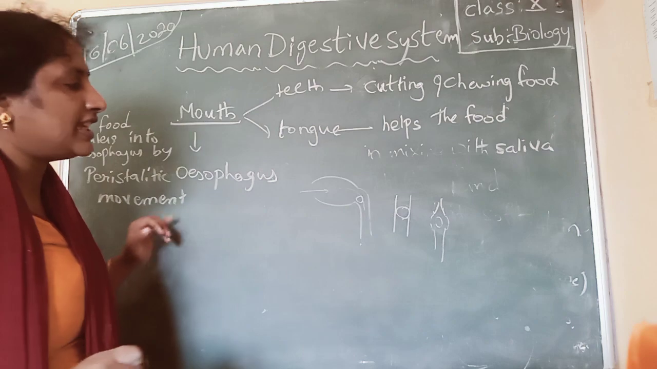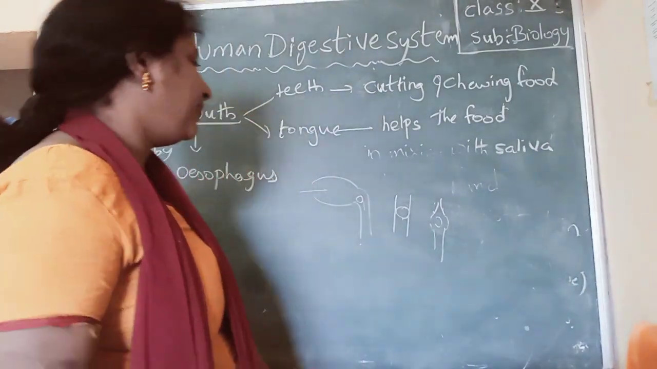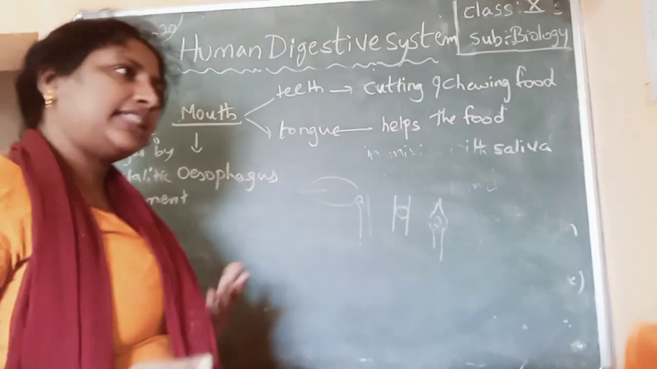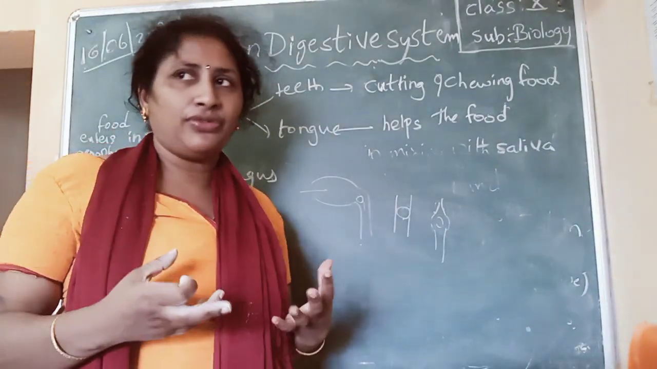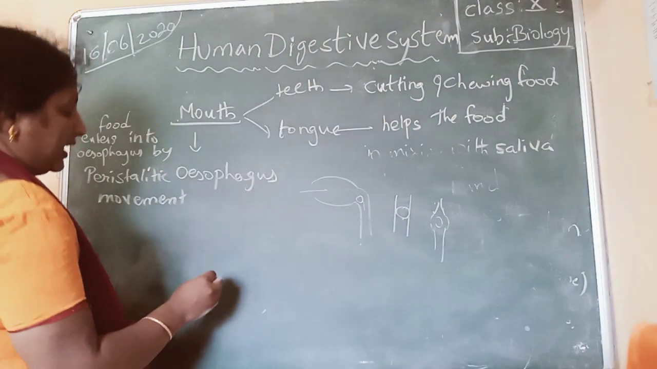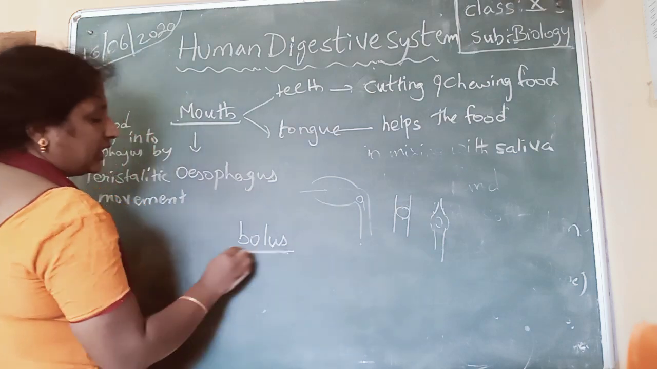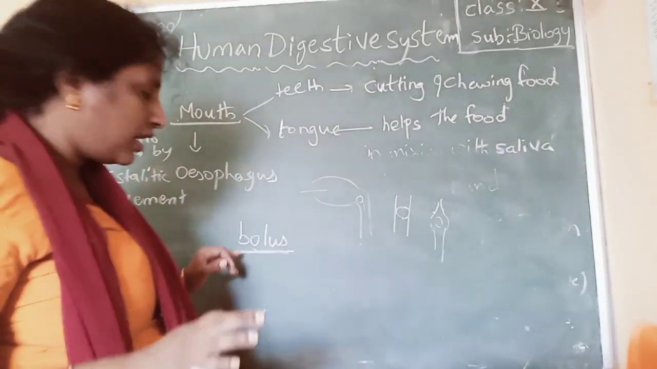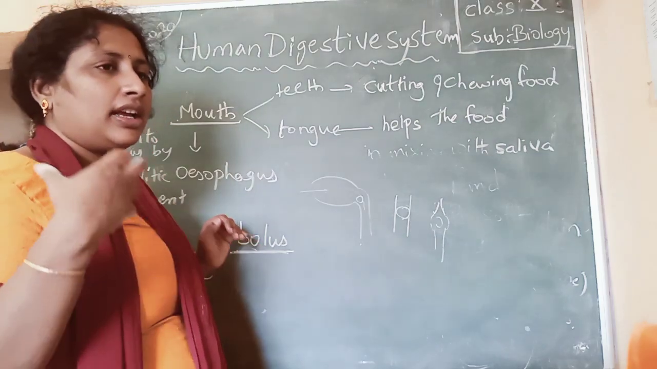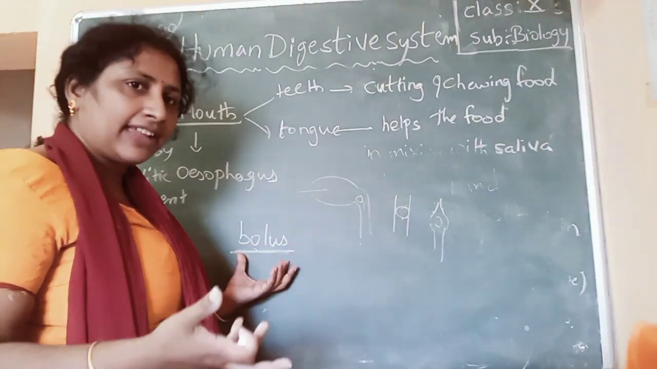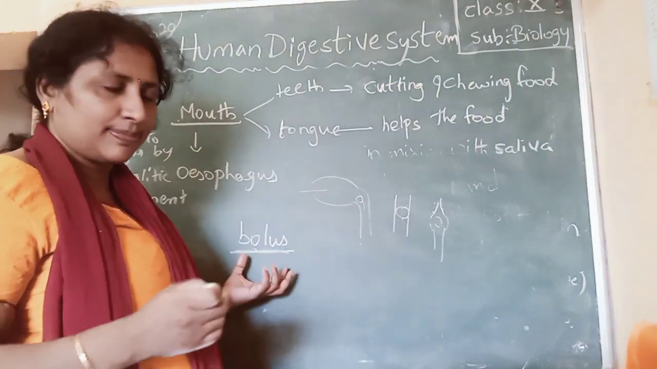So food passes from the mouth into the esophagus through peristaltic movement. Now what happens in the mouth? The food has become soft and slippery. So that food is now called bolus. The food which has been acted on by the saliva and crunched by the teeth is called bolus.